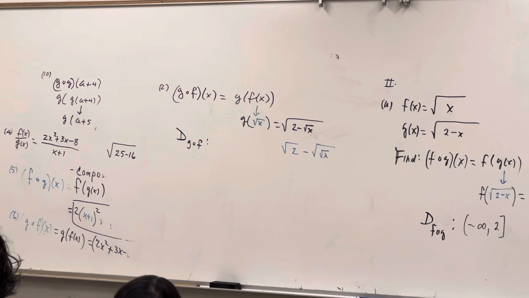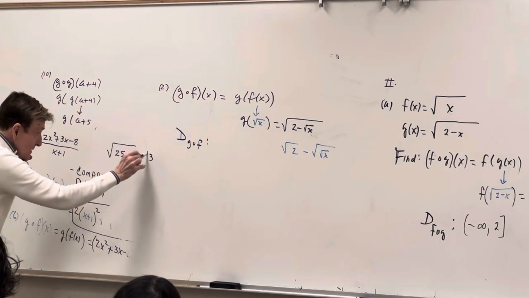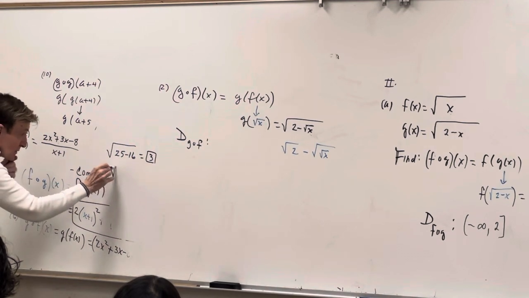Subtract 16. Okay, 25 subtract 16, we know is what? 9. And the square root of 9, the answer is 3. If I do what he suggested over there, say, Professor, why not do it like this?